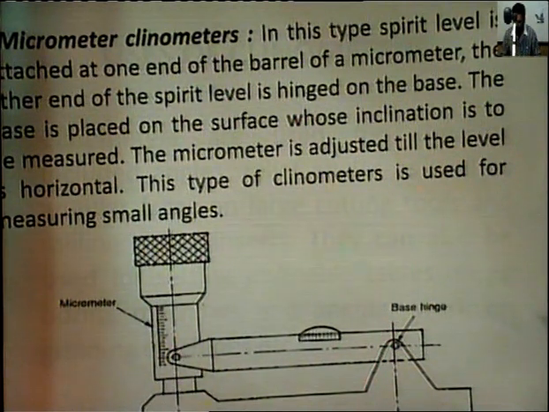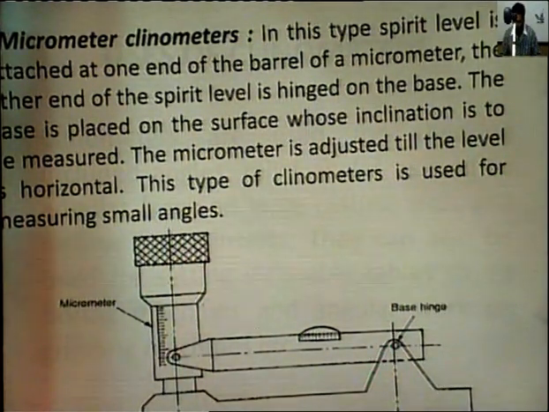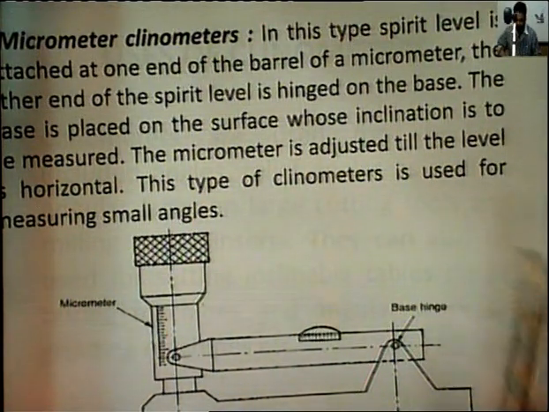The base is placed on the surface whose inclination is to be measured. The micrometer is adjusted till the level is horizontal. So this adjustment is made by this micrometer. This type of clinometer is used for measuring small angles. With the help of the micrometer we can measure small angles, and this is called the micrometer clinometer.